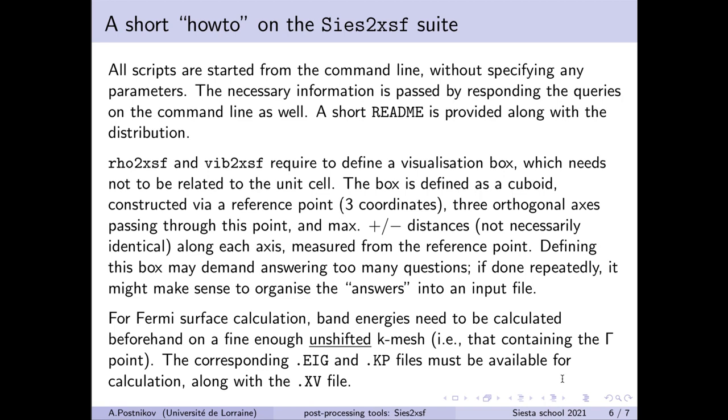And as for the Fermi surface calculation, one should mention that we need the band energies calculated on a fine enough grid, and this k-mesh grid has to be non-shifted. That means that the gamma point should be explicitly included into this grid.